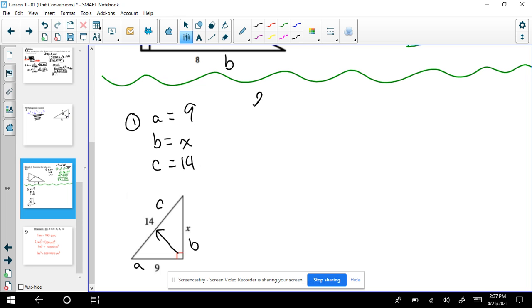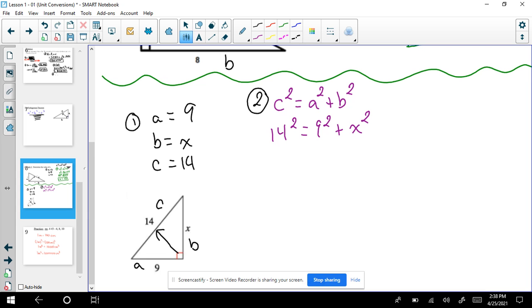And then for my step 2, I'm going to change to a different color. I would write out my equation, C squared equals A squared plus B squared. And then I'm going to plug my information in. So my C squared, my 14 squared equals, and then my A is 9, so I plug the 9 in, 9 squared plus X squared, right, because my B is X. Let me just grab my calculator.